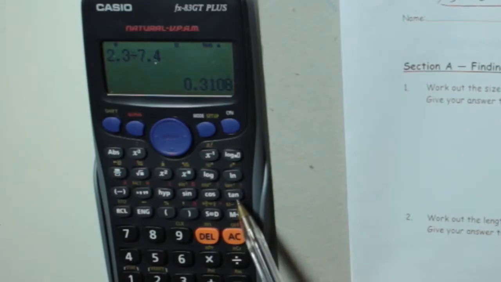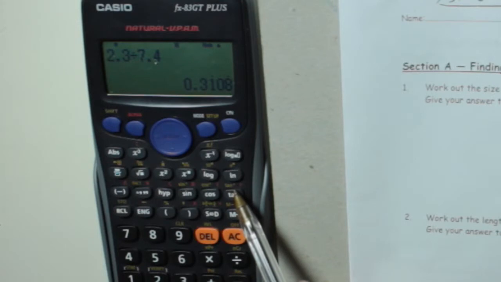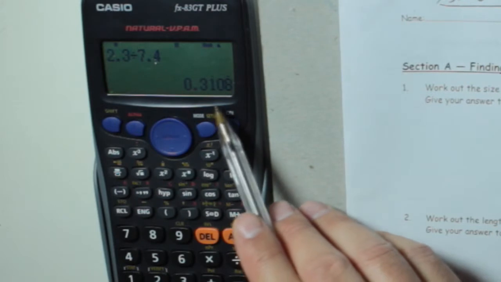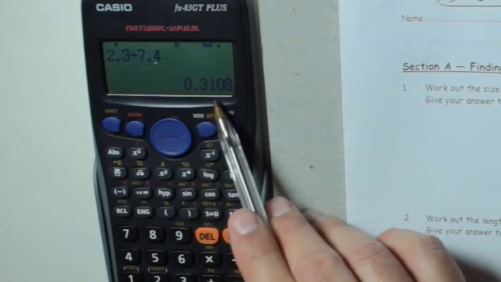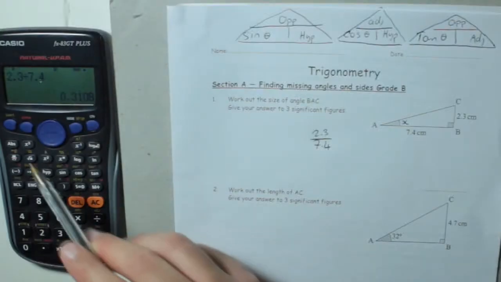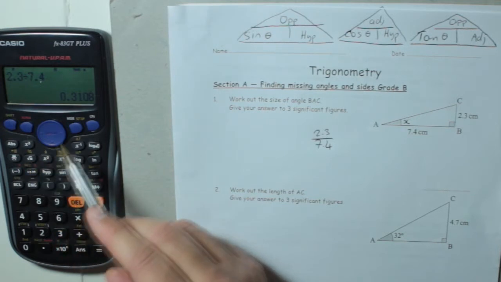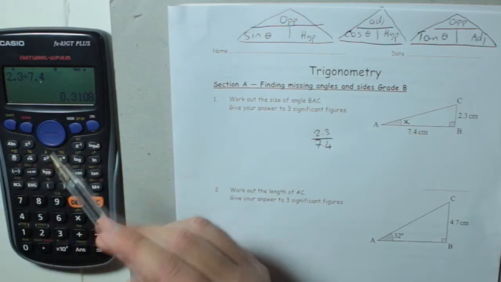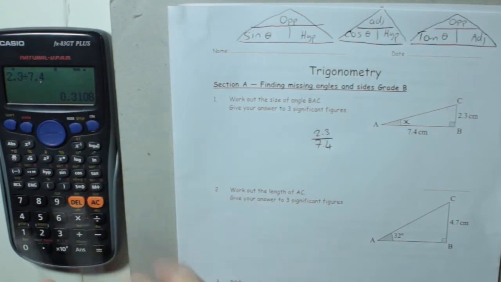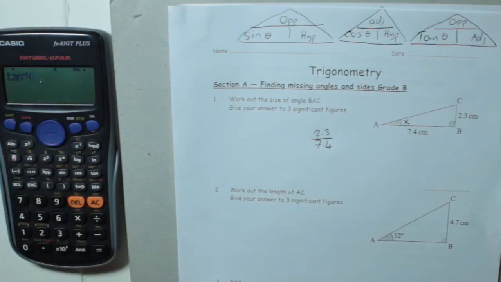And if you look, there's a tan button. Above it is tan to the minus 1, inverse tan. That will take us from the tangent of an angle, tangent just means tan, back to the actual angle. It works in a similar way to the square root key. The square root key would take us from the square number, for example 81. If you press the square root of 81, it'll take us back to the number you squared to get 81, which would be 9. So if I press shift tan, you get the tan to the minus 1.